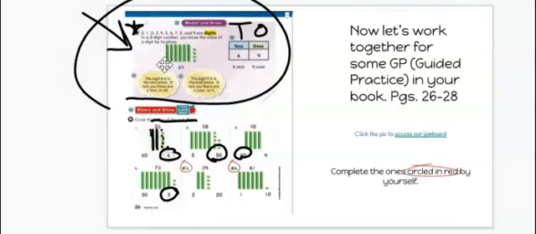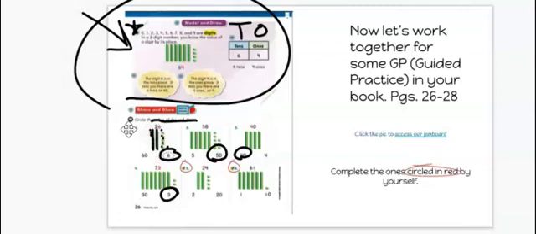The 6 is in the tens place, which would mean the value of the 6 would be 60, because we have 6 tens: 10, 20, 30, 40, 50, 60. And the value of the 4 would be 4, because we only have 4 ones: 1, 2, 3, 4. So we did some guided practice on this page, numbers 1 through 4 together.